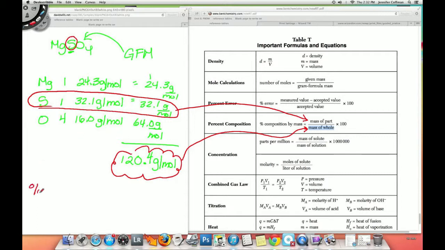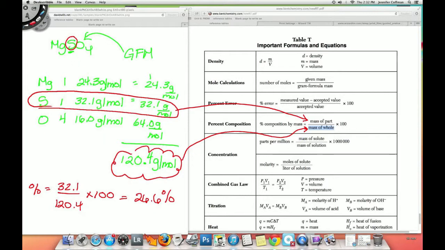So let's do the math. Percent equals the mass of my part, which is 32.1. We don't need the units because we're doing percents. So 32.1 divided by 120.4 times 100 gives us 26.6%. If you don't believe me, put it into your calculator: enter 32.1 first, divided by 120.4, times 100, and you're going to get 26.6%.